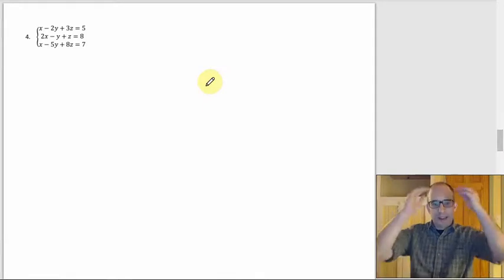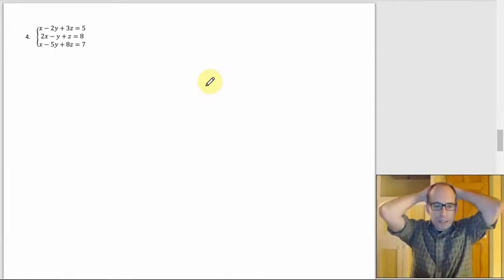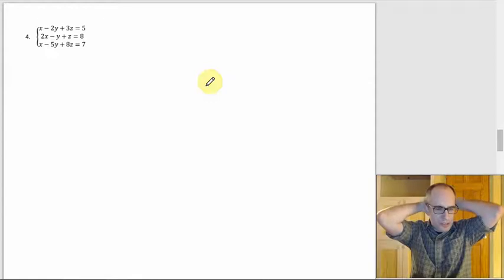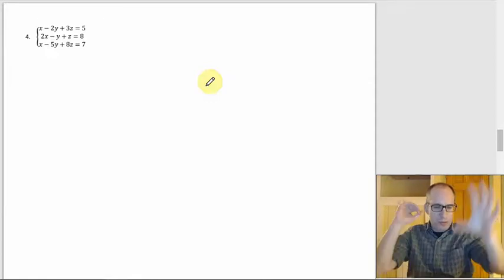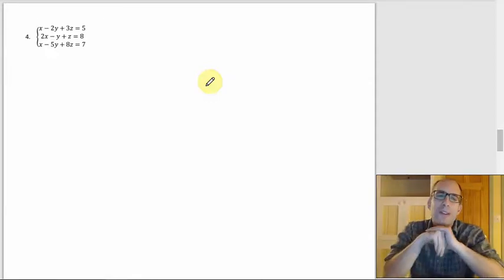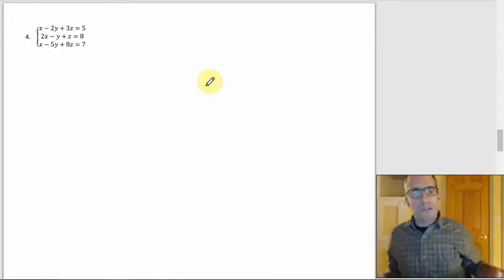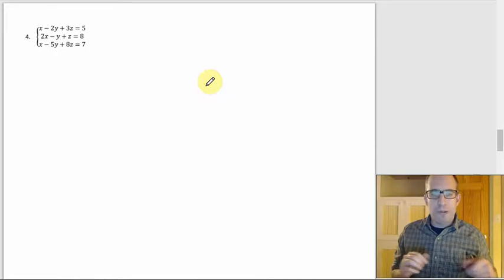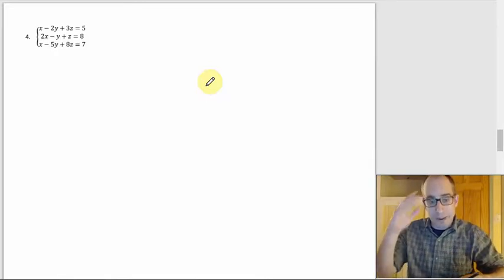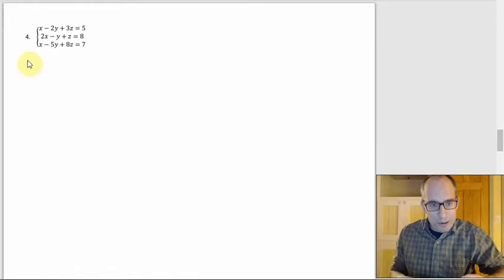All right, the next one, let's see what happens here. So I guess, again, kind of eyeballing everything, I don't really see a natural way to start. I don't see additive inverses in there or anything. I guess maybe use the first and third and multiply both sides of one of them by negative 1. That way we can get the x's to add out. That might be the way to go.